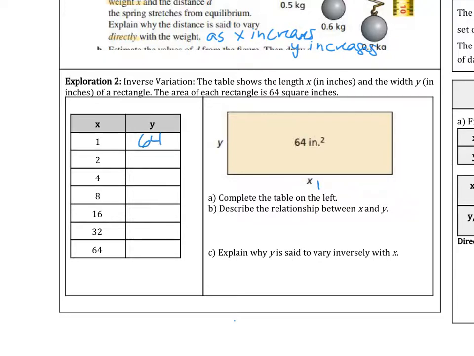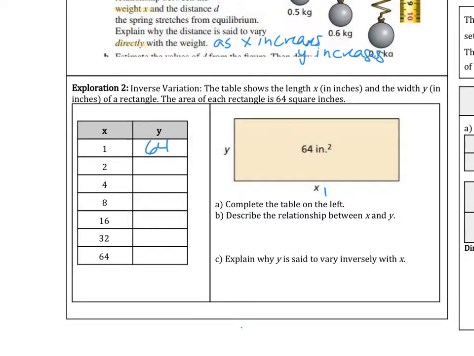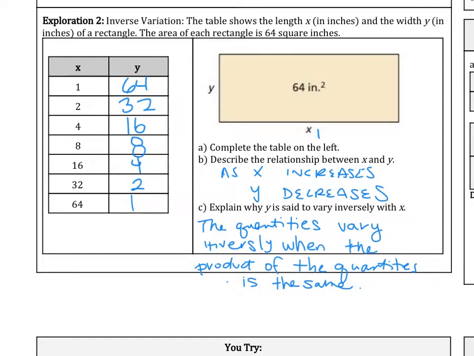So I'll pause the video, fill out this real quick, see if you can describe the relationship between x and y, and then explain why y is said to vary inversely with x. So pause the video and fill it out. So hopefully you got this all filled out.